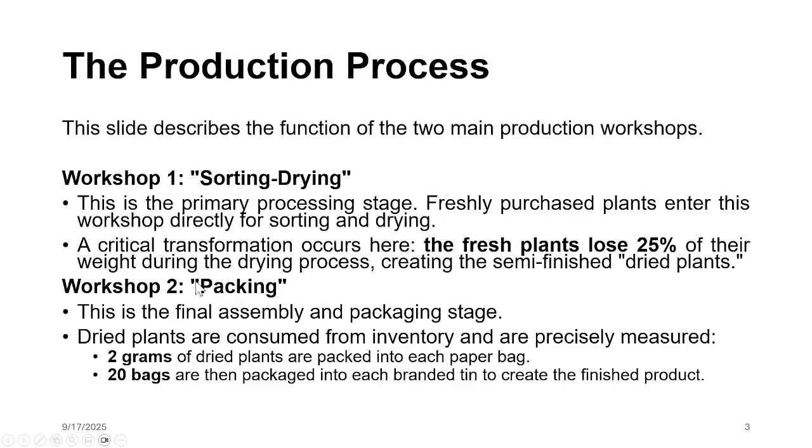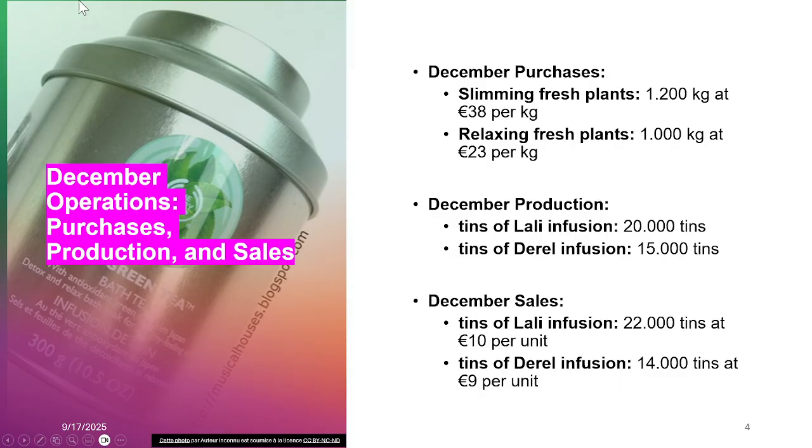After the first workshop, the dry plants go to the second workshop. This is the final assembly and packaging step. We also have to take note of the very important information here that dried plants are consumed from inventory and are basically measured. 2 grams of dry plants are packed into each paper bag, and 20 bags are then packaged into each branded tin to create the finished product.